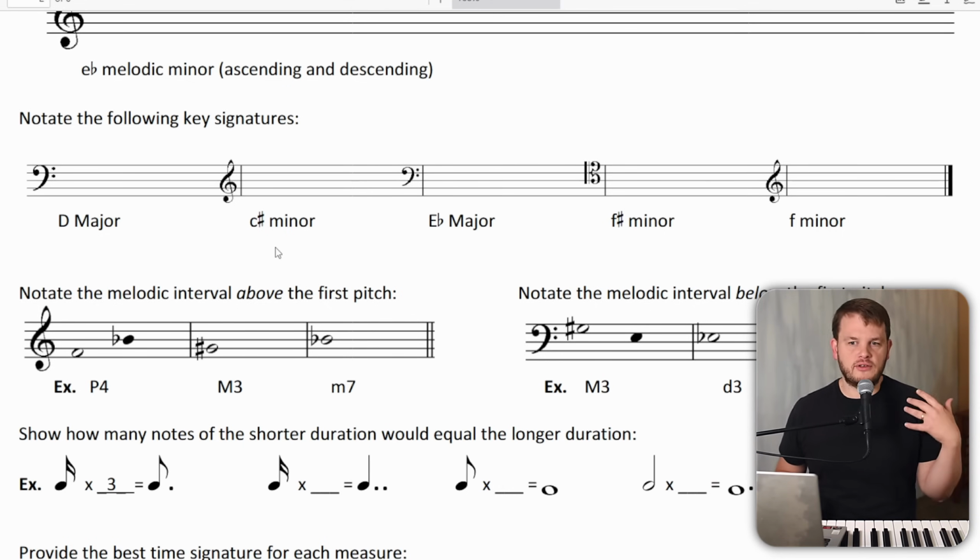Eventually, it just becomes ingrained in you. Like, okay, D, 2, C sharp minor, 4, E flat major, 3 flats, F sharp minor, 3 sharps, F minor, 4 flats. You'll get pretty good at them. But yeah, pretty much every place you apply to will ask you to do this on the entrance exam. And if they don't, they will definitely want you to be really good at this first semester Theory 1.